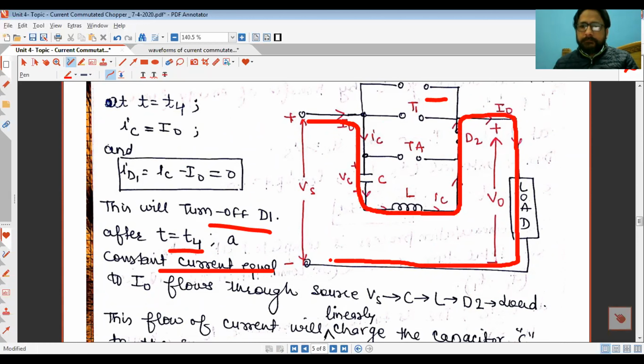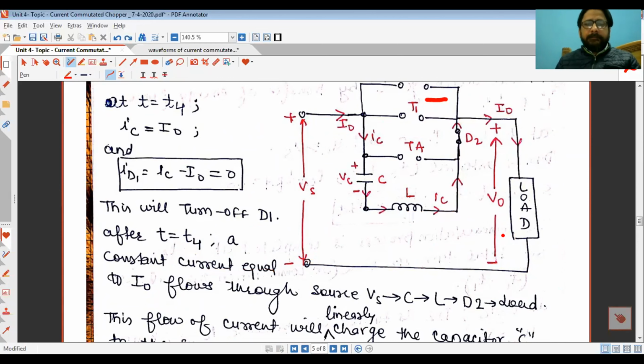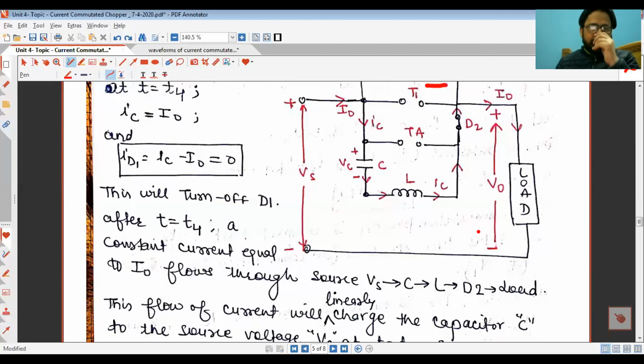This is the direction of load current. This is totally network analysis, nothing else, right? So this is how the load current will keep on flowing.